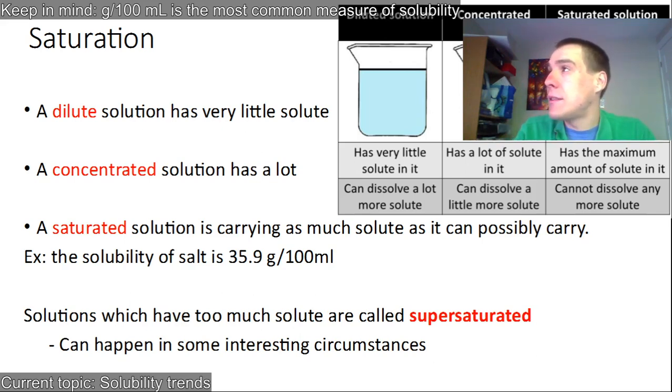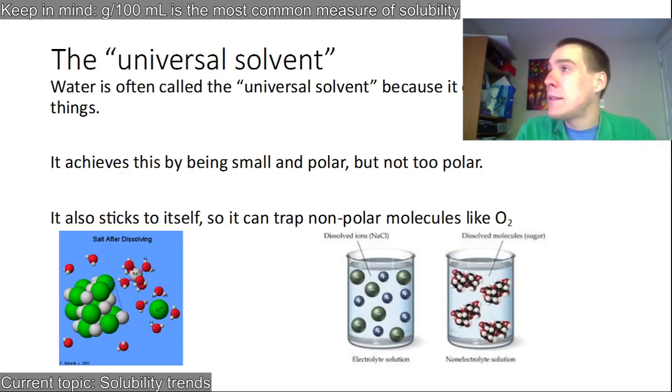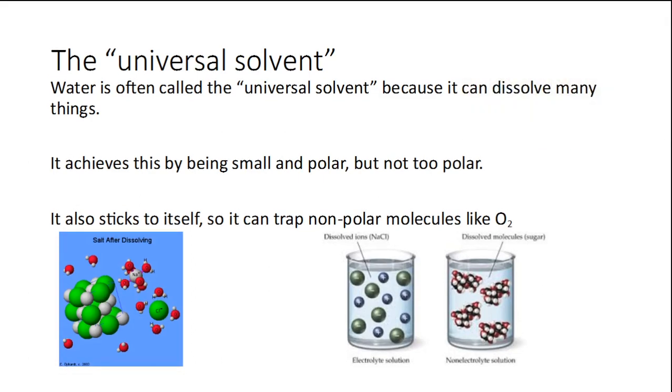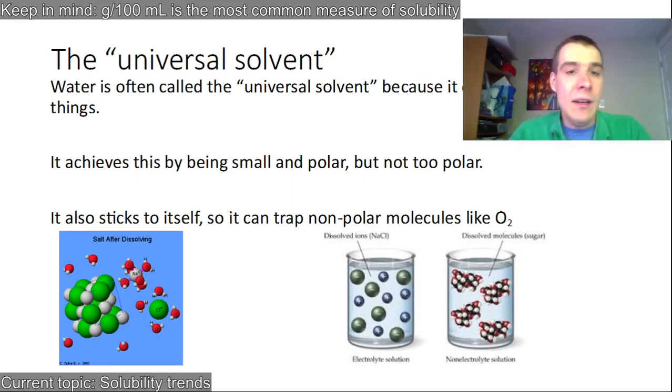Yeah, so that's saturated, dilute. Let's talk about water and the solubility trends for water. Water is sometimes called the universal solvent. Nickname because it dissolves so many things. Right? We use water to wash our clothes, and we use water to wash our pots and pans and things like that. It dissolves stuff, and hot water dissolves stuff really well.